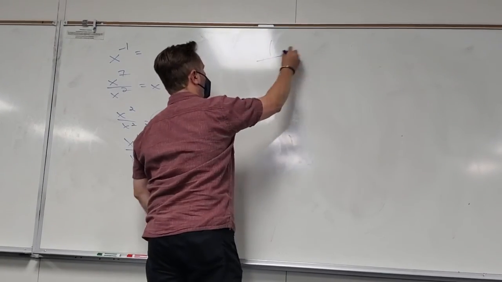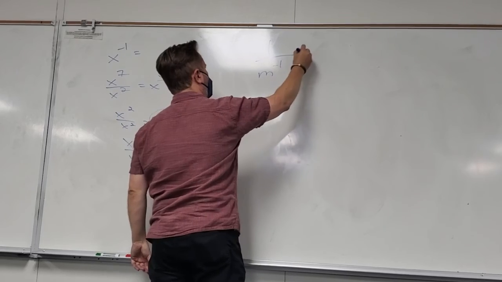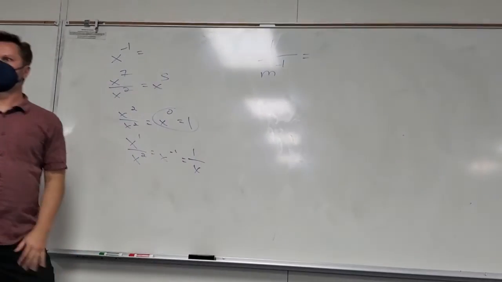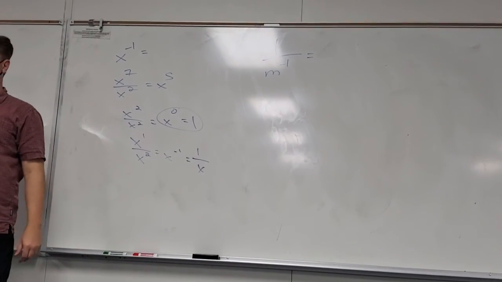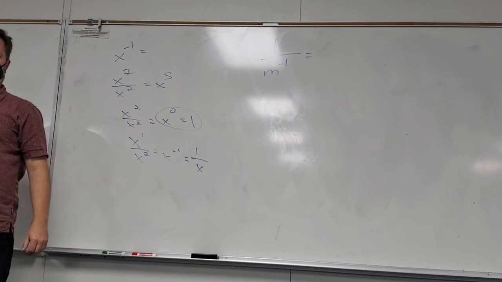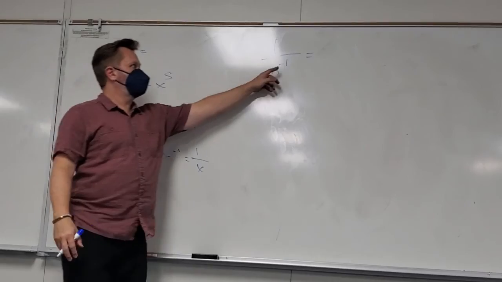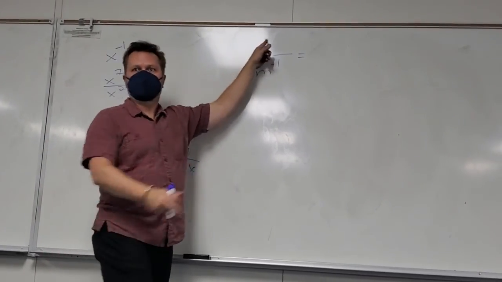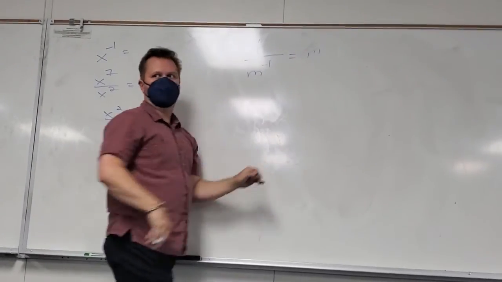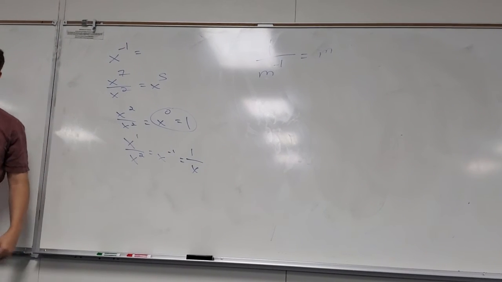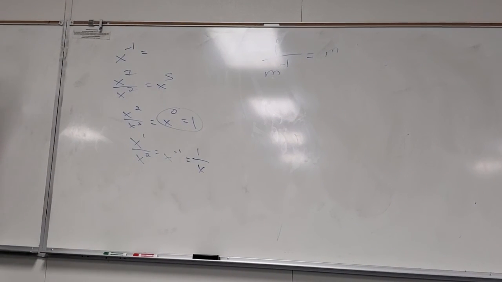So what would 1 over M to the negative 1 be? M. What does it want me to do with the M? It wants me to flip it. Okay, I'll flip it. Wherever the thing is, it wants to go to the other side.